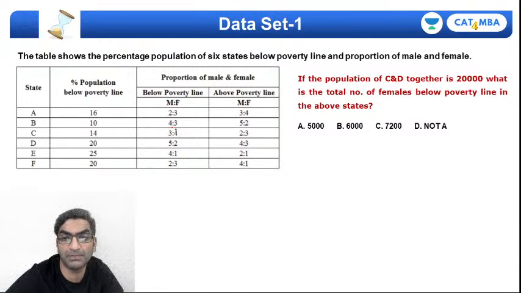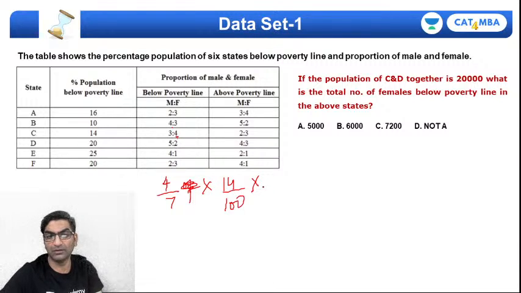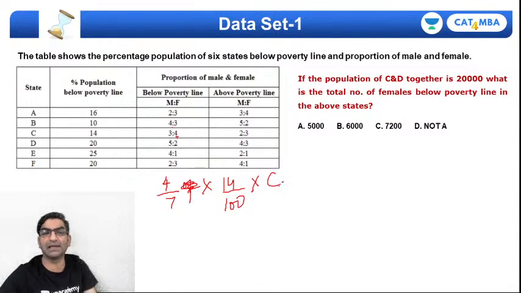In state C, females below the poverty line will correspond to the ratio number 4 in the ratio. So females here will be 4 parts out of 7 parts in the population below poverty line. But below poverty line is 14%. So into 14% of the population of state C, right? These are the number of females BPL in state C.